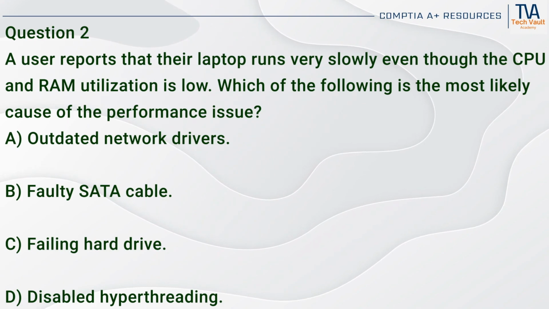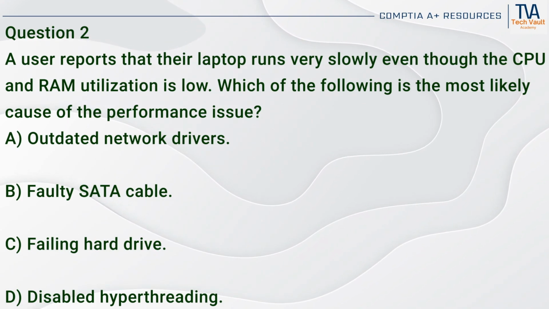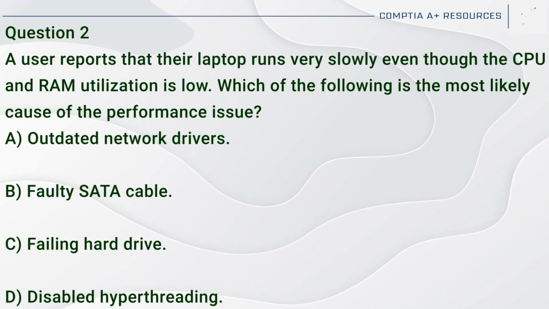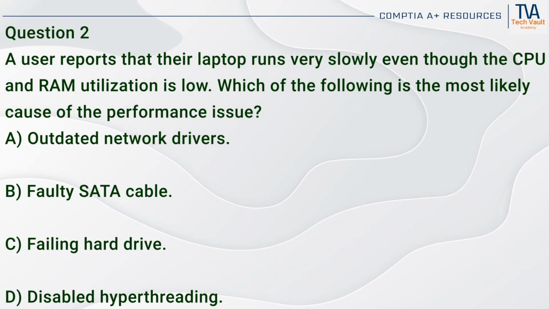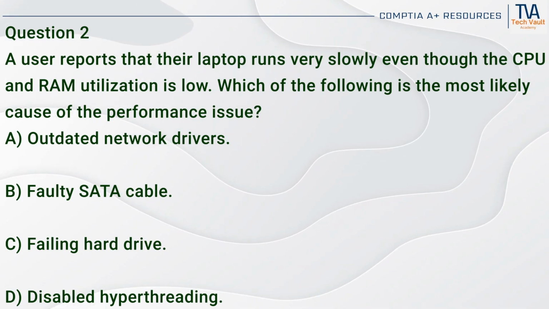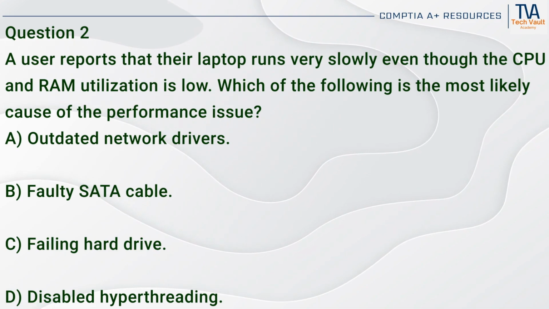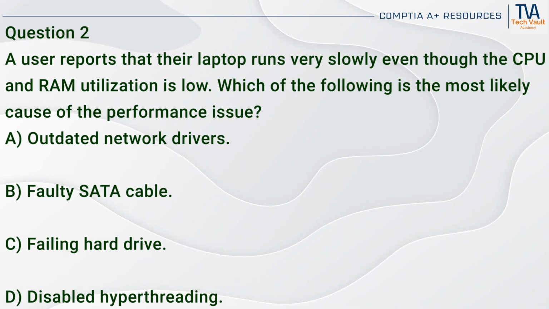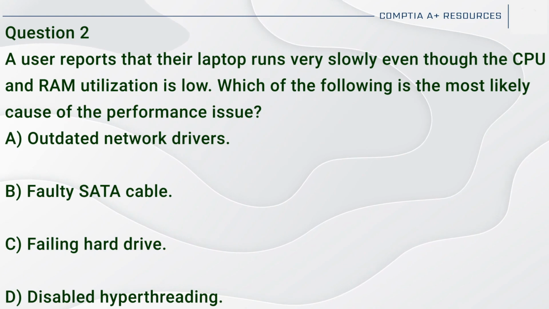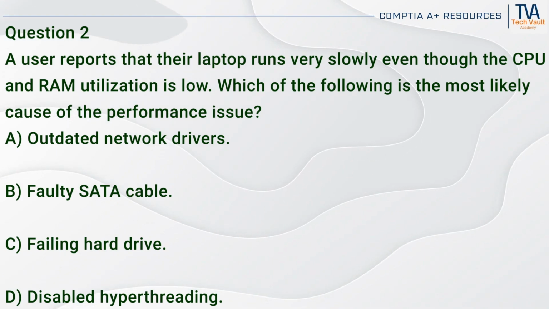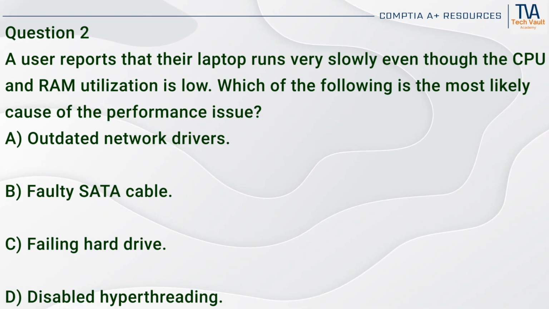Question 2. A user reports that their laptop runs very slowly, even though the CPU and RAM utilization is low. Which of the following is the most likely cause of the performance issue? A. Outdated network drivers. B. Faulty SATA cable. C. Failing hard drive. D. Disabled hyperthreading.